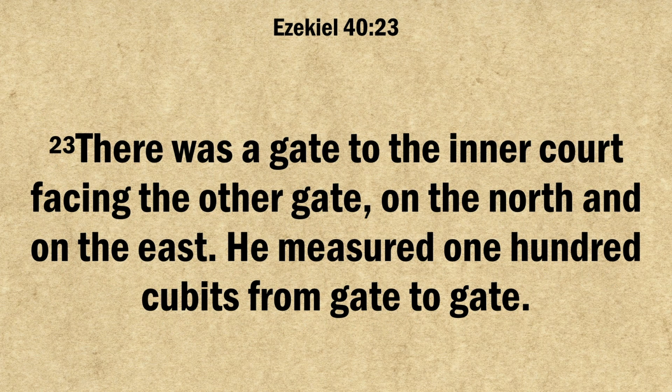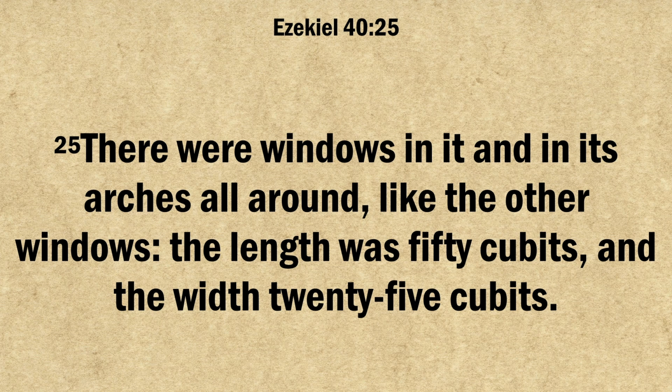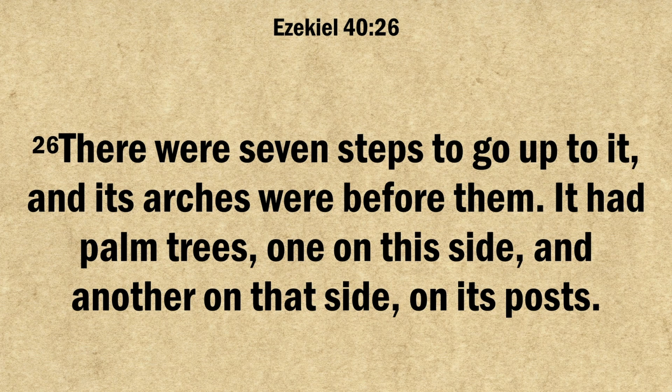There was a gate to the inner court facing the other gate, on the north and on the east. He measured 100 cubits from gate to gate. He led me toward the south, and behold, there was a gate toward the south. He measured its posts and its arches according to these measurements. There were windows in it and in its arches all around, like the other windows. The length was 50 cubits, and the width 25 cubits. There were 7 steps to go up to it, and its arches were before them. It had palm trees, 1 on this side, and another on that side, on its posts.